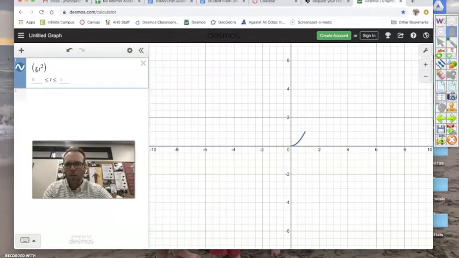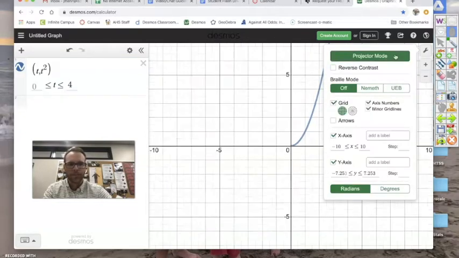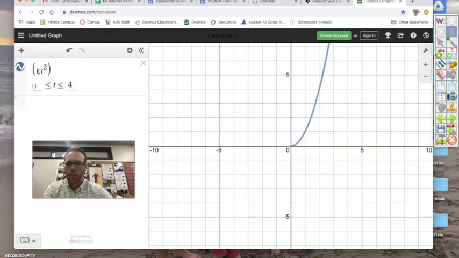Okay, the x-coordinate is t, and the y-coordinate is t squared. Now I'm graphing this for t from 0 to 1. Let's just go maybe 0 to 4 here. Okay. And let's think about that. Well, when t is 1, what are the coordinates of our point? 1 comma 2. Excuse me, 1 comma 1.